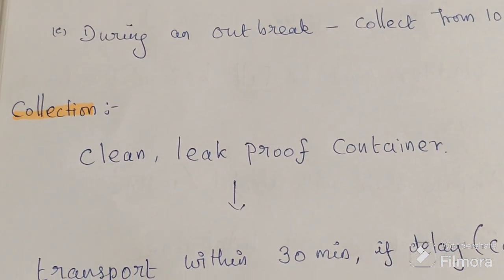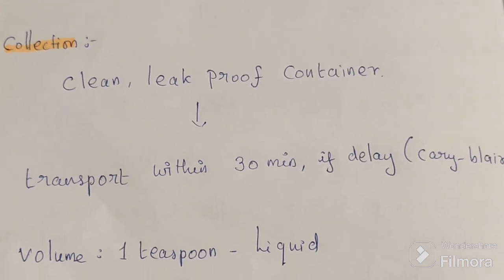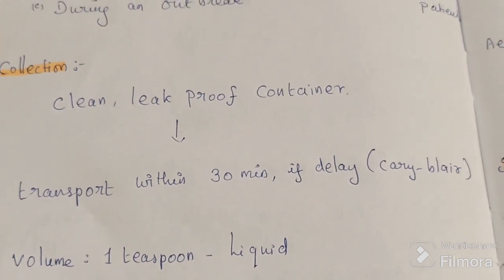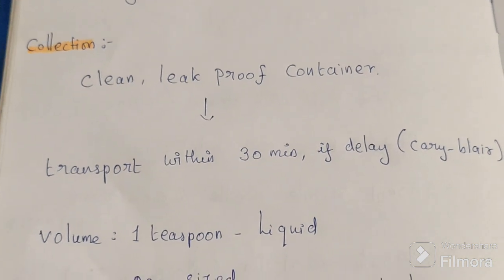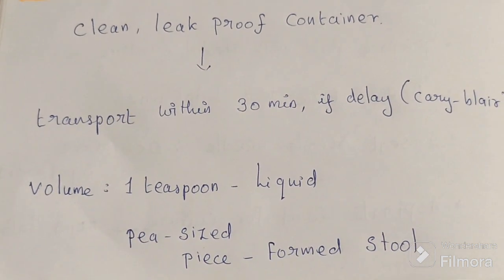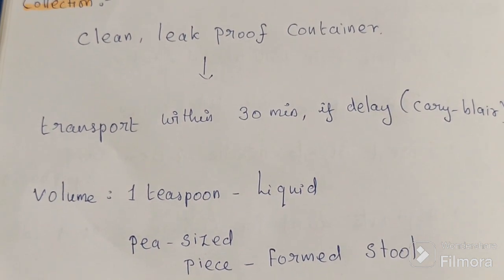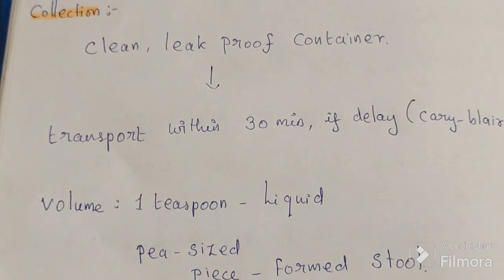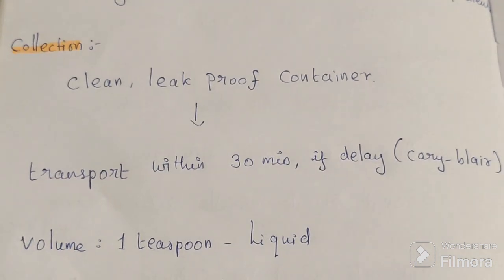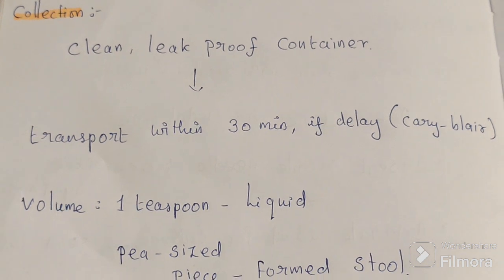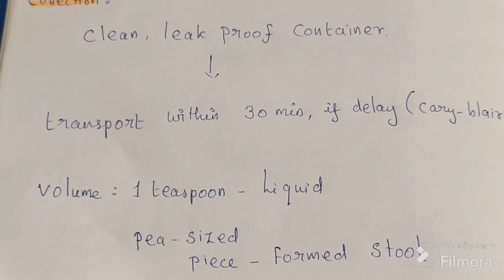Now coming to collection, we can only use a clean, leak-proof container. Transport within half an hour. If there is a delay, we can use a transport medium, Cary-Blair medium. The volume of stool is 1 teaspoon. In the case of liquid stool, pea-sized pieces are recommended.